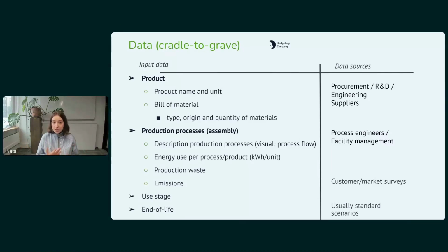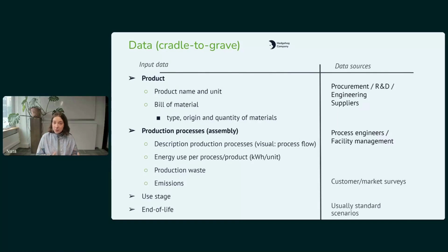The data on the production processes or the assembly, so the energy used, the description of the manufacturing process, the waste that arises during the manufacturing, and any possible emissions that you're aware of during the manufacturing, is usually collected from the facility manager or the process engineer because, again, they know the most about the manufacturing process.